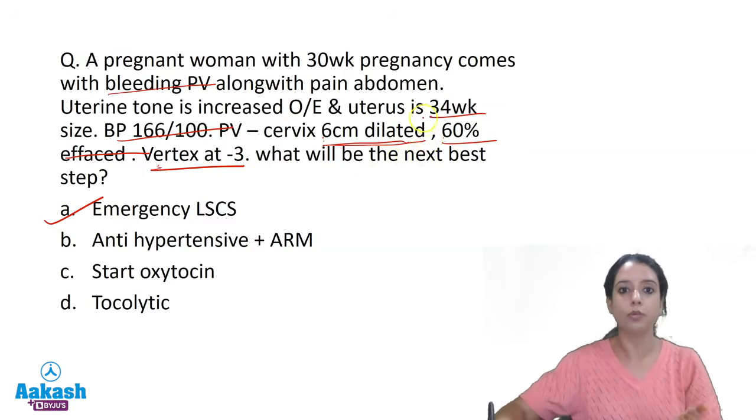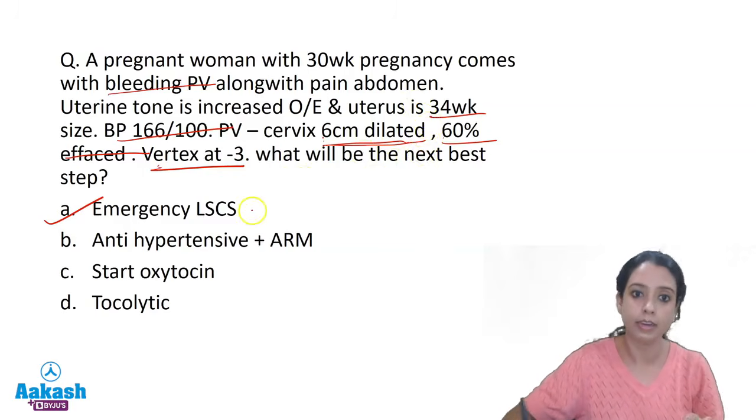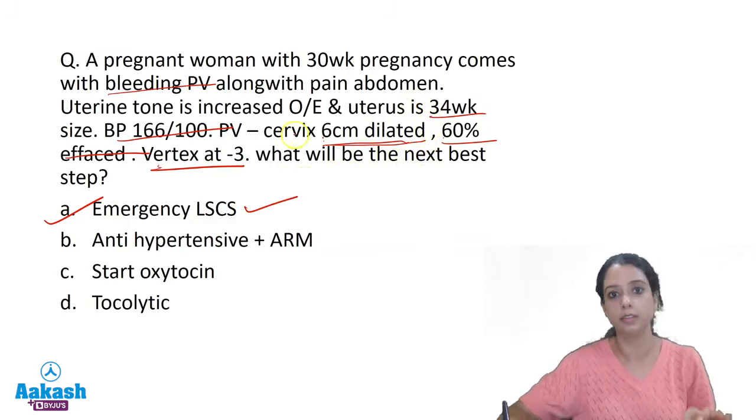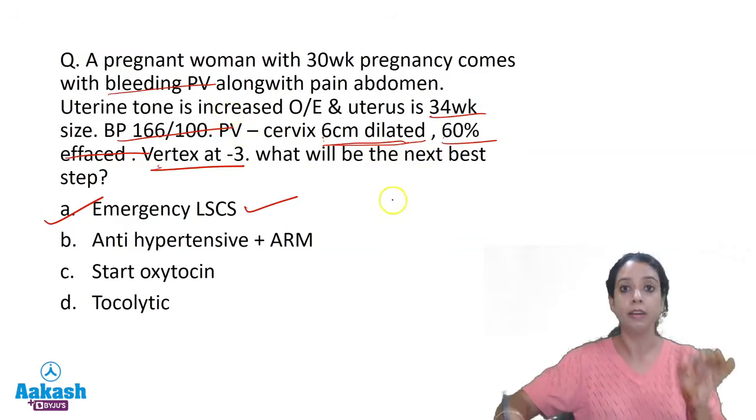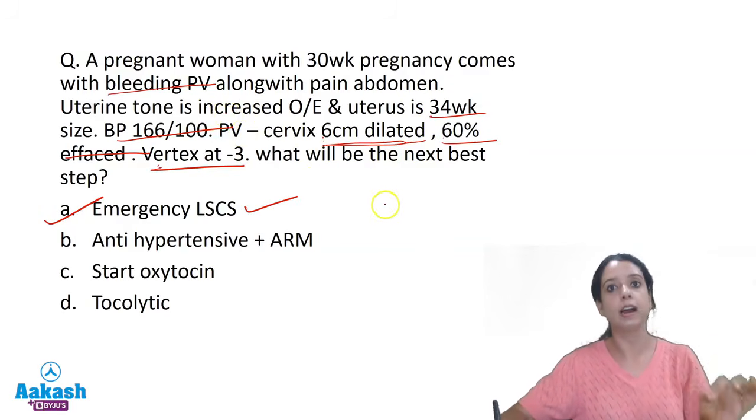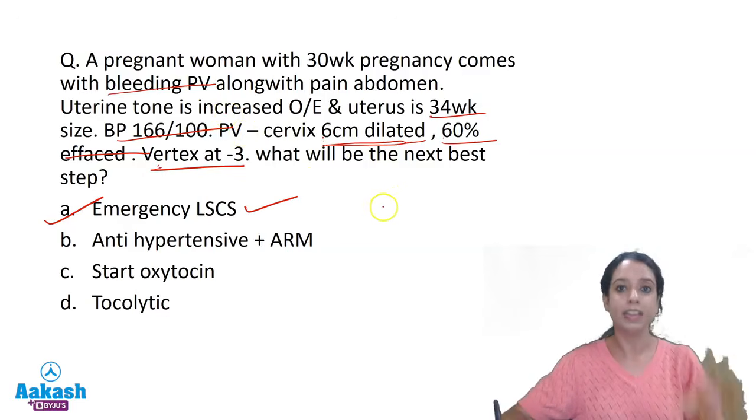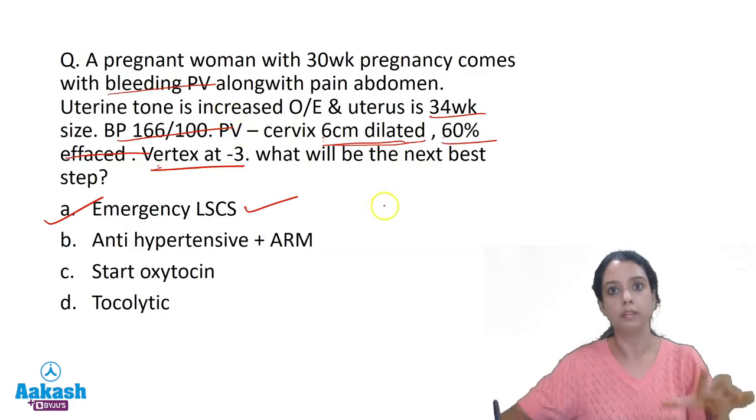I don't know what fetal heart was given here. If the fetal heart was present, the answer has to be emergency LSCS. She is not going to deliver soon. But in case the fetal heart was absent, it means it is severe abruption. Fetal heart absent, IUD, is severe abruption.